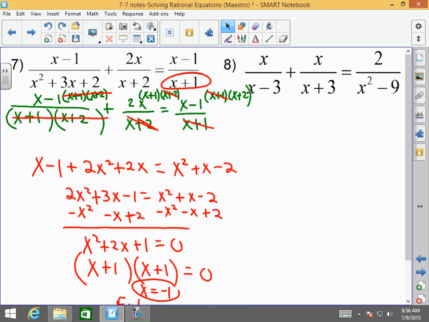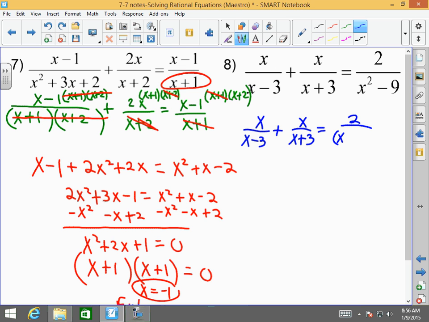Okie dokie now. Okay, guys, so let's do this one now. We've got x over x minus 3. Excellent. Plus x over x plus 3 equals 2 over? Excellent. Difference of squares, x plus 3, x minus 3. So what's my LCD? So I'm going to multiply every single numerator by x plus 3, x minus 3.